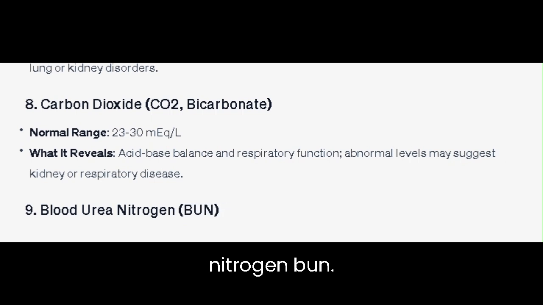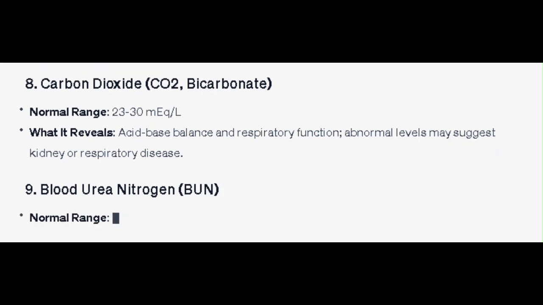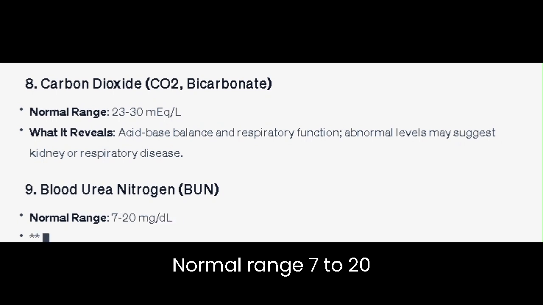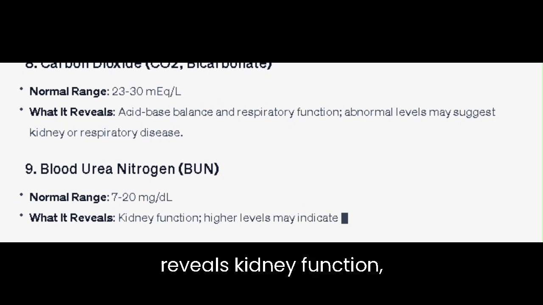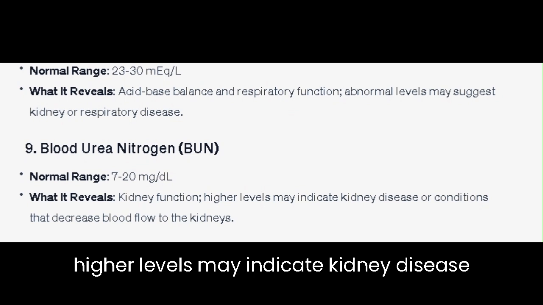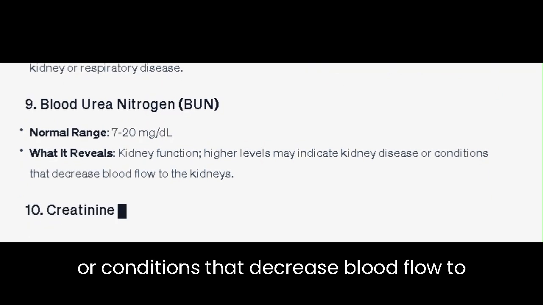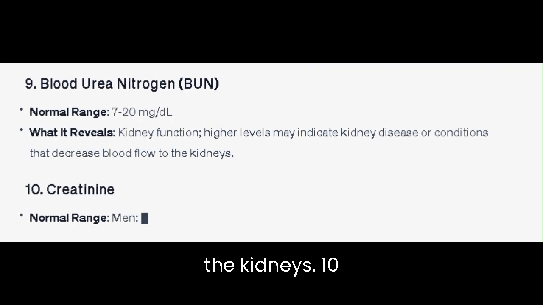9. Blood urea nitrogen, BUN. Normal range, 7 to 20 mg/dL. What it reveals: kidney function. Higher levels may indicate kidney disease or conditions that decrease blood flow to the kidneys.